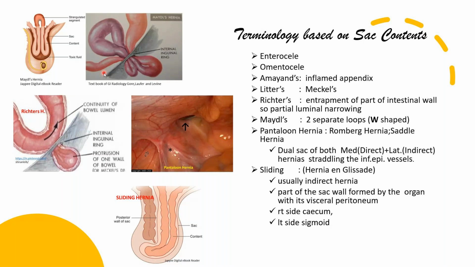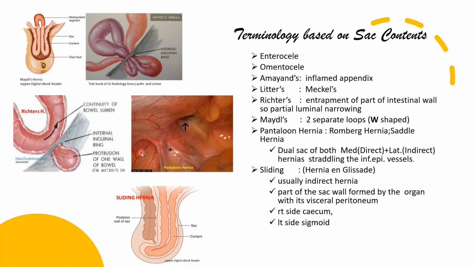Now see this figure. See, this is the inguinal hernia. This is the inferior epigastric artery coming out here. So one hernia on one side of the inferior epigastric artery, the other on the other side. So this is the direct component and this is the indirect component. So you're straddling the inferior epigastric artery and you've got both a direct and an indirect hernia, and that's why you call it a pantaloon hernia.